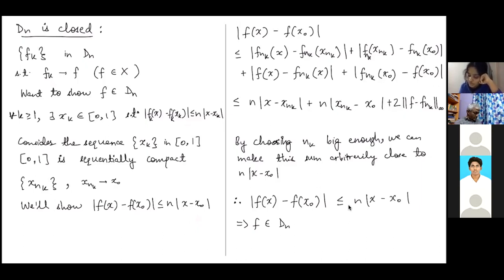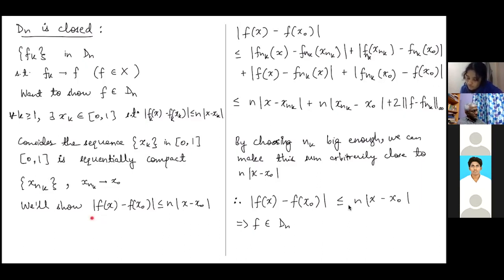So let's look at this sequence of xk's. All of these are points in this interval [0, 1], and we know that [0, 1] is sequentially compact. So we can find a convergent subsequence of this, let's say x_nk, and those x_nk will converge to some x0. What we'll show is that this x0 works for our f. So we'll show that |f(x) - f(x0)| is less than or equal to n times |x - x0| for all x.